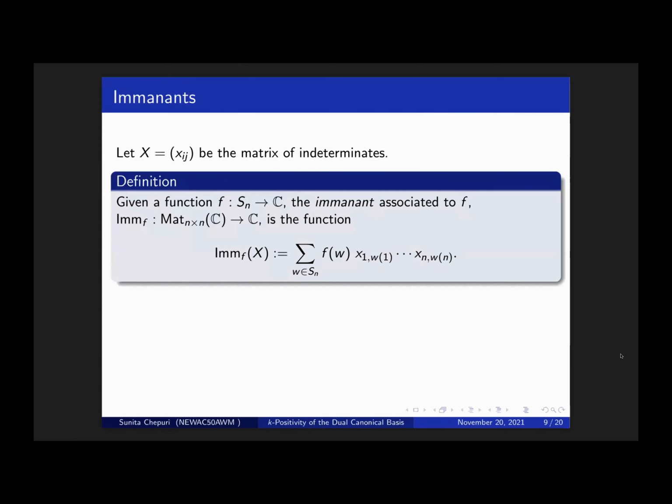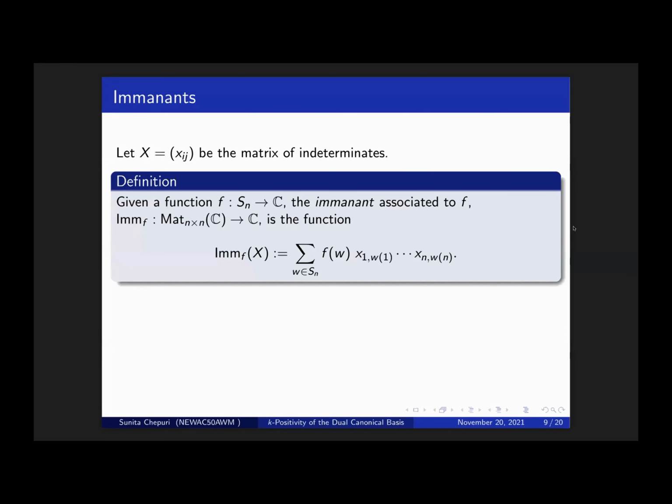Okay. So on the previous slide, I didn't at all give you a definition of the dual canonical basis. So I'm instead going to define these things called immanents. So we're going to let X be just the matrix of indeterminates, and we're going to define all of our immanents as functions on X, and we could stick any matrix in for X, and we would get the function evaluated on that matrix by just substituting in our entries of M for these indeterminates, Xij.